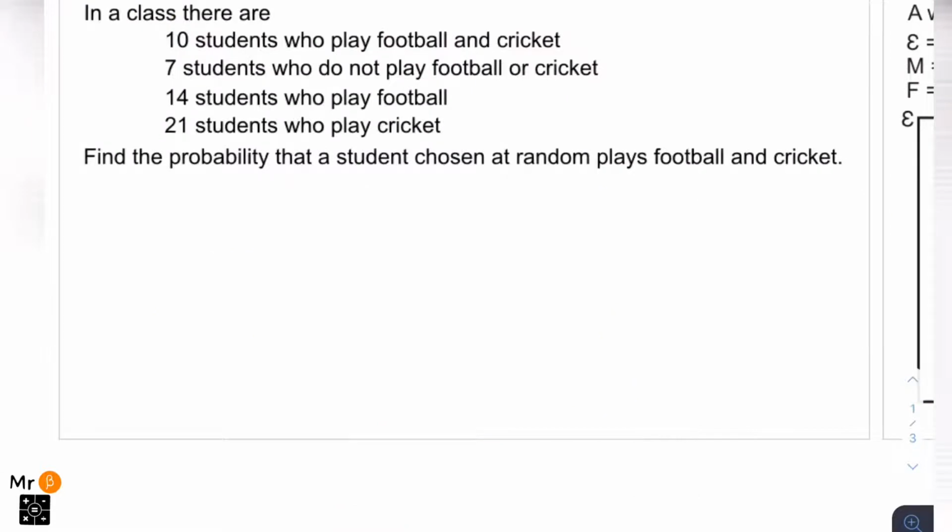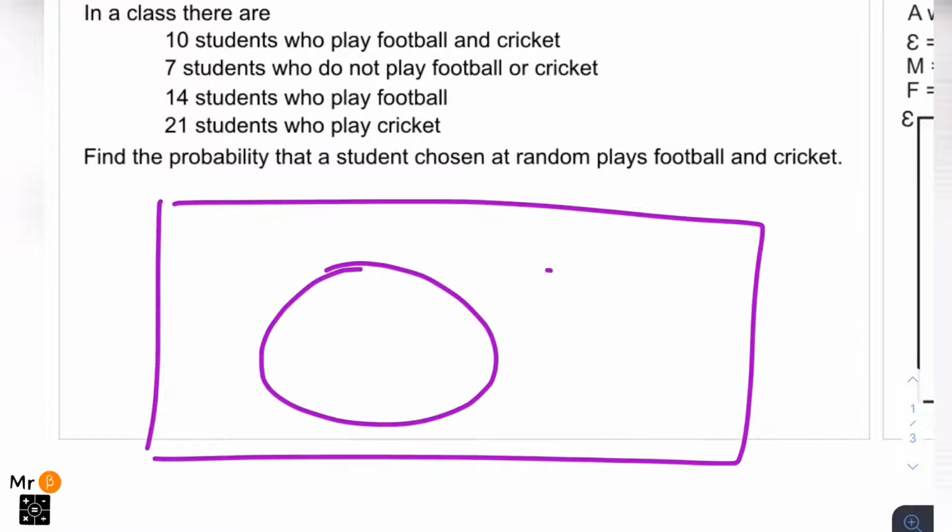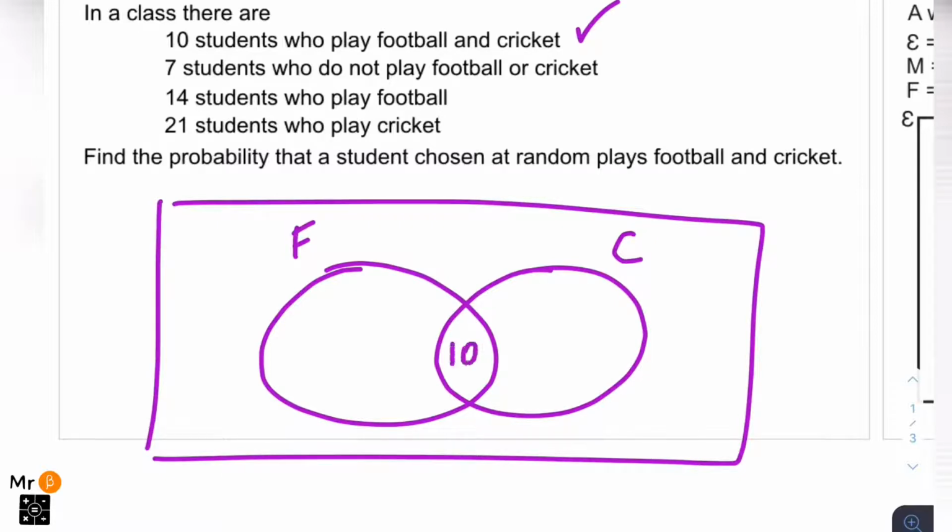Our next question, question 3, we have got to draw our own Venn diagram. So we just start by drawing our own Venn diagram. Here we have F for football and C for cricket. We know that 10 students play football and cricket, which is our middle section. 7 don't play either, so 7 goes on the outside, and there's a total of 14 who play football.